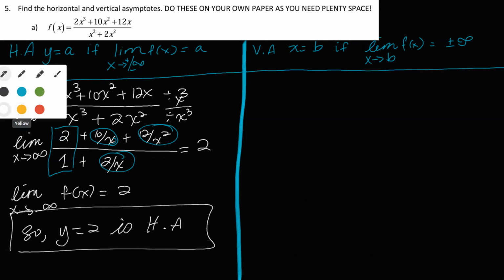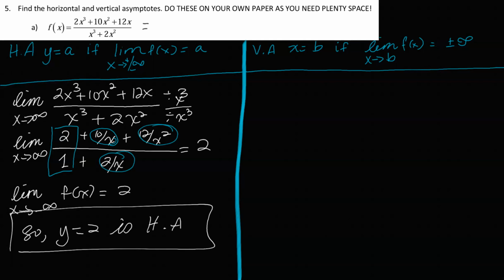Okay, now vertical asymptote. Vertical asymptote is when the function is going way up or way down, and this function is a rational function. So it's a fraction, and a fraction is big when the denominator is small. So we're looking at the suspects for b, right? The suspects for b here would be when the denominator is approaching 0.